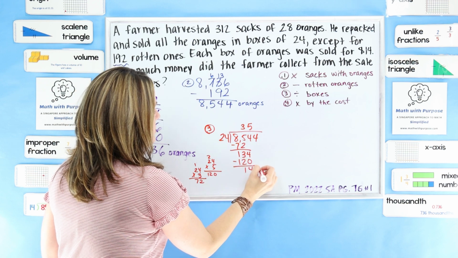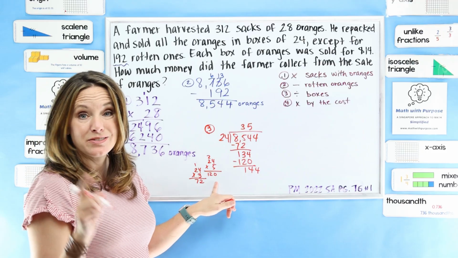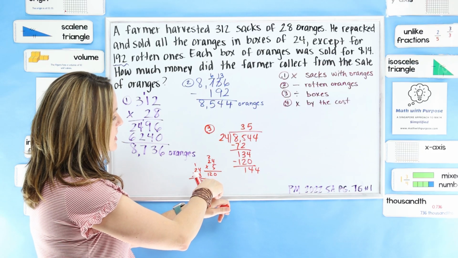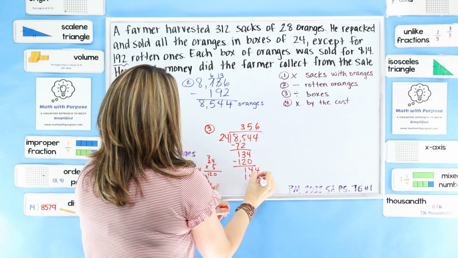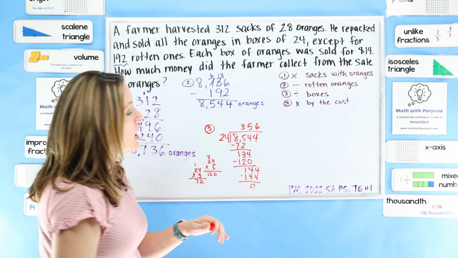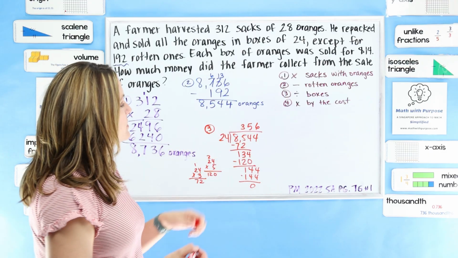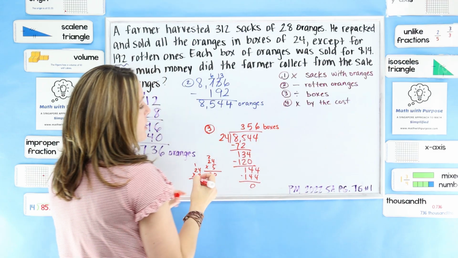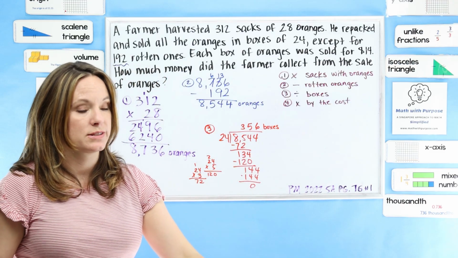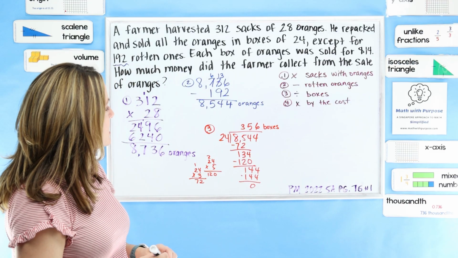Okay, so what's left? We still have 144. Ooh, I see that if I just add 24 to this, I'm going to get 124. So I know that's 6, right? And I'll have this left over. Okay, what does the 356 mean? It means how many boxes that we actually made from all those oranges. There's one more step. What's our last step?